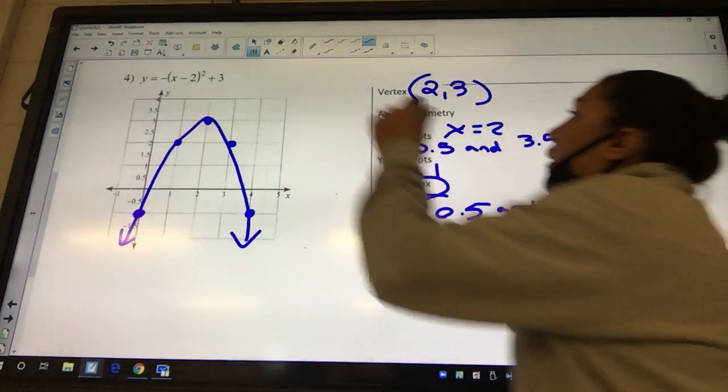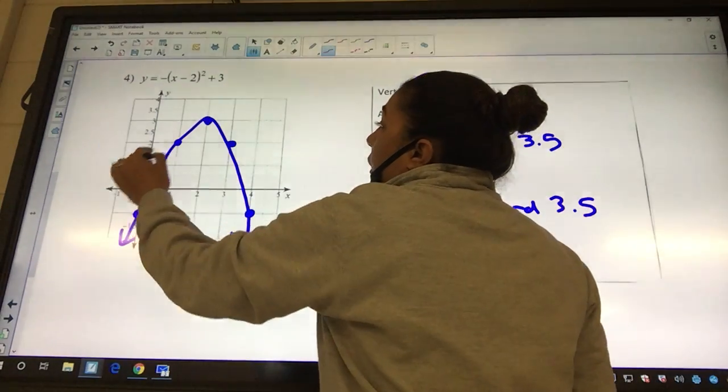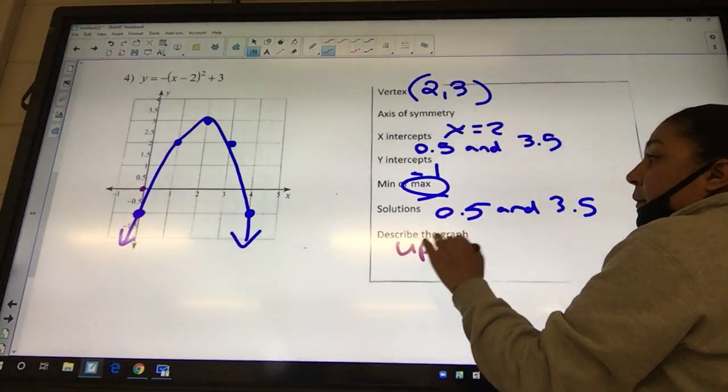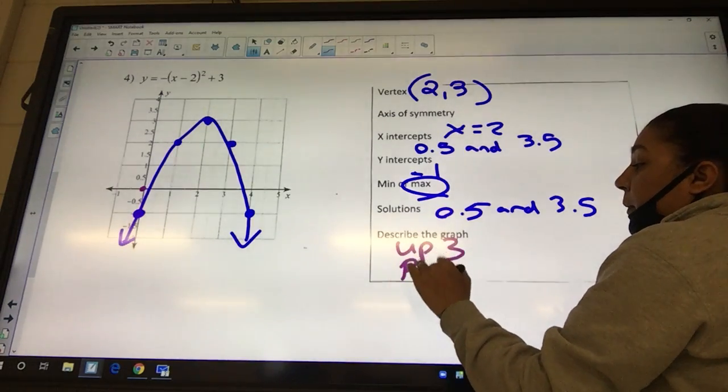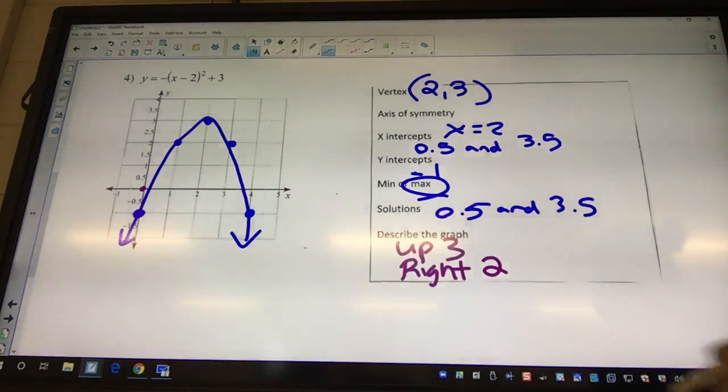Up 3, right 2. What else did we do different on this one? The slope, whatever that is. What is different about this one than what we did yesterday? The negative. So what did that make the graph do? It opens downward.